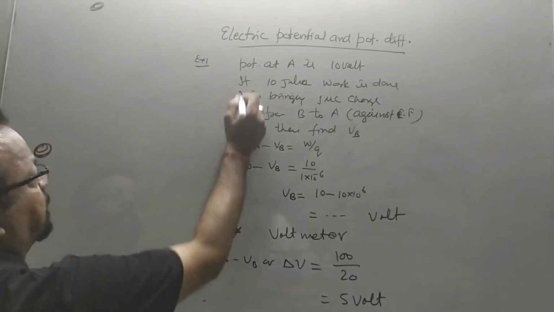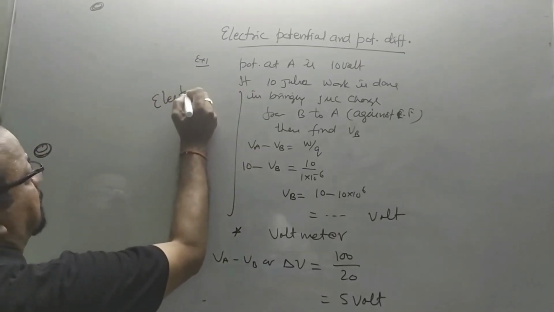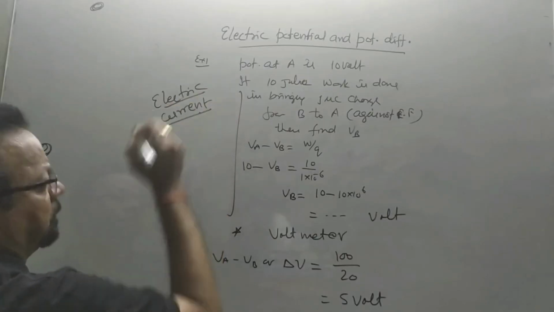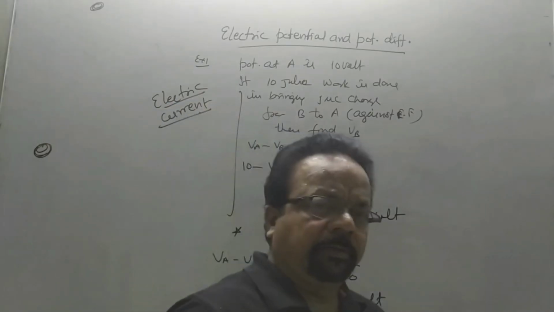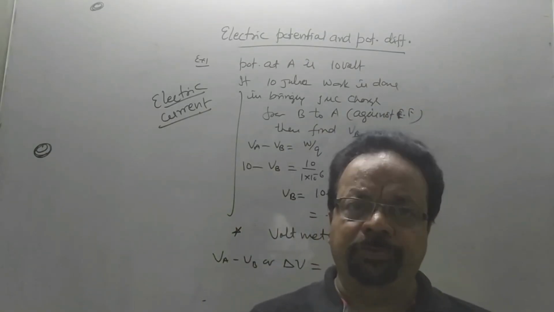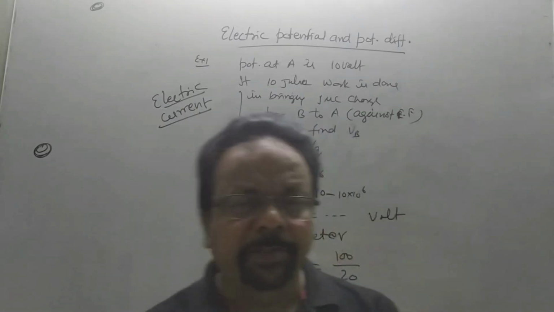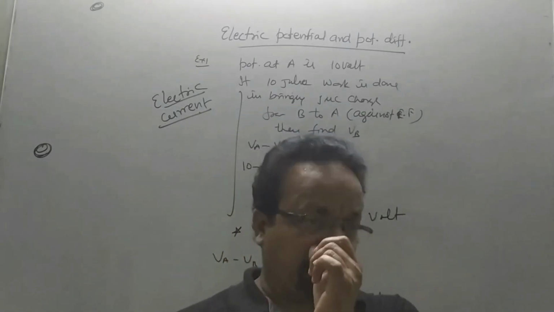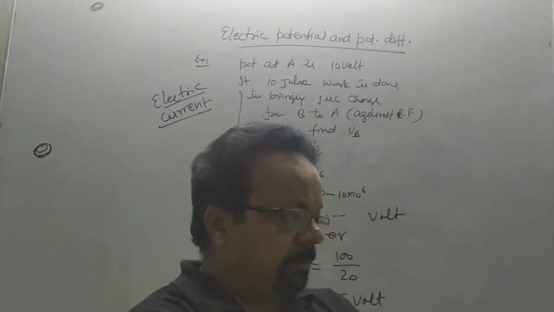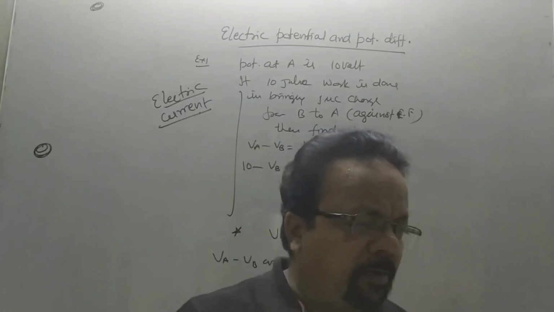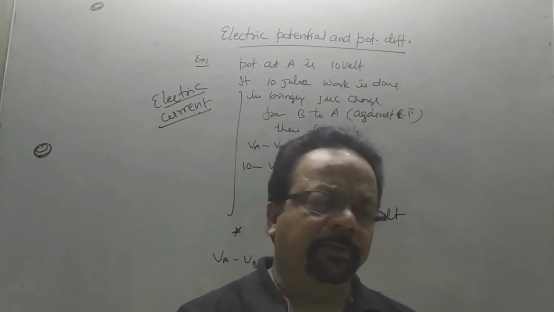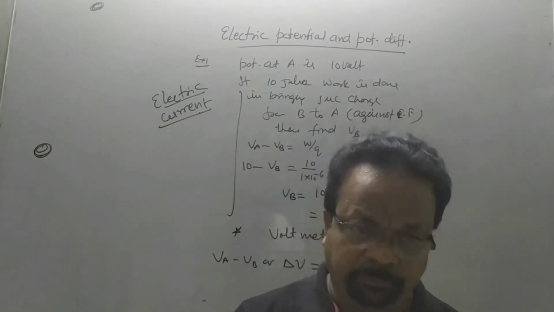Now, electric current. This is the part of current electricity, that is, charge in motion. Students, current is a general word. If something is in motion along a particular direction, then it is said that current is flowing.